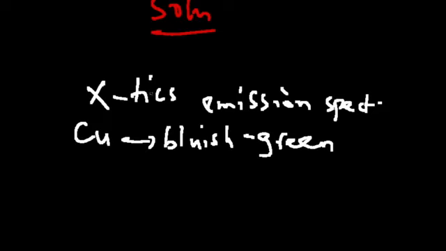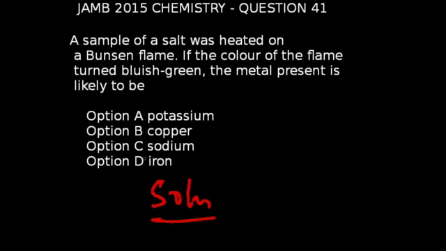analysis, which we can use in chemistry to detect the presence of certain metallic ions, based on the characteristics of elements in the emission spectrum. Copper gives a bluish green color. So if we go back to our options, the correct answer to this question will be option B, which is copper.